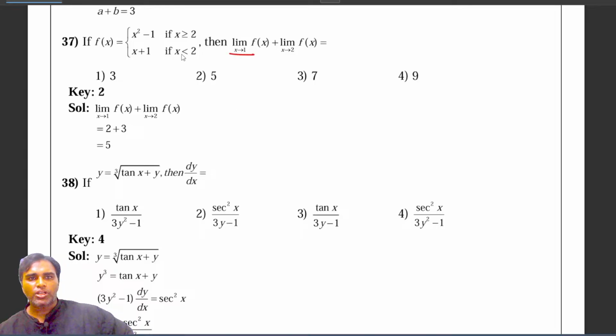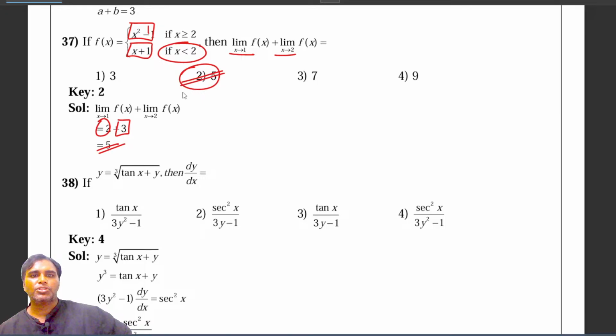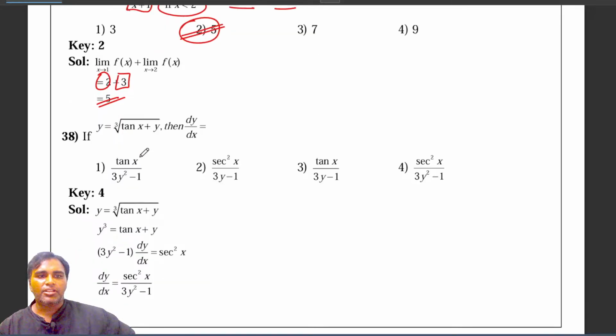37, very much easy. X tends to 1. 1 will come into this limit because x is less than 2 here. So the function I will consider here is x plus 1. Put 1 here. So 1 plus 1 is 2 you are getting. Similarly for 2, I will take this as my function, x square minus 1. So if I put x equals to 2 here, we are getting 3. 2 plus 3 is 5. So we are getting 5. That is option 2. Clear? I hope till now everything is clear. Now let's move to 38.